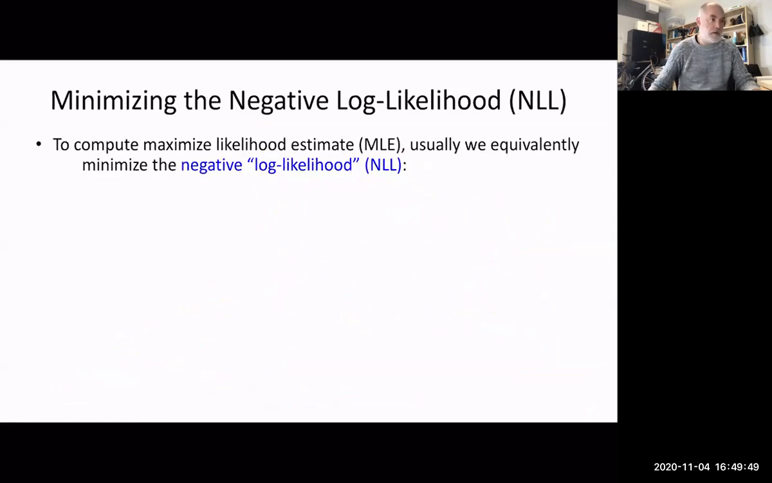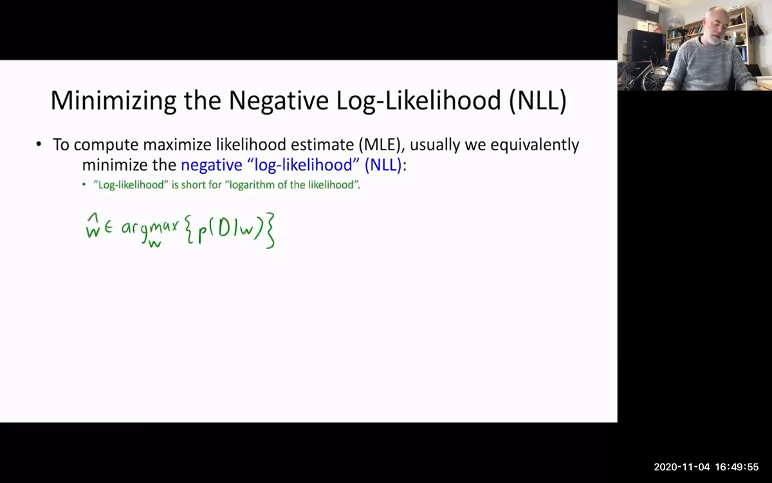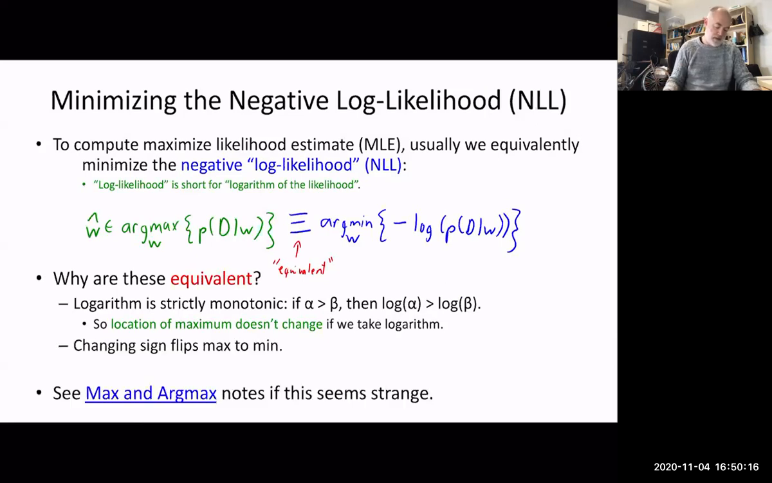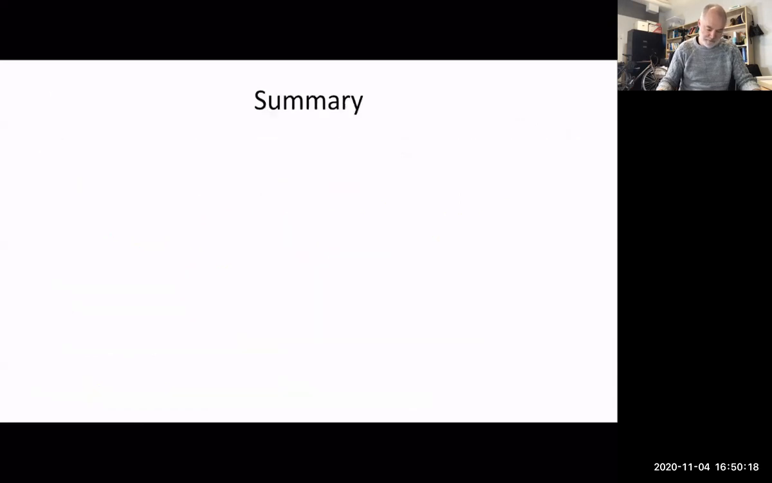Anyway, to compute the maximum likelihood estimate, we usually equivalently minimize the negative log likelihood. Log likelihood is shorthand for the logarithm of the likelihood. It's equivalent to minimize the negative log and to maximize the probability of the data, or the likelihood. They're equivalent because the logarithm is strictly monotonic, so the location of the maximum doesn't change if we take a logarithm, and changing its sign flips max to min. Okay.